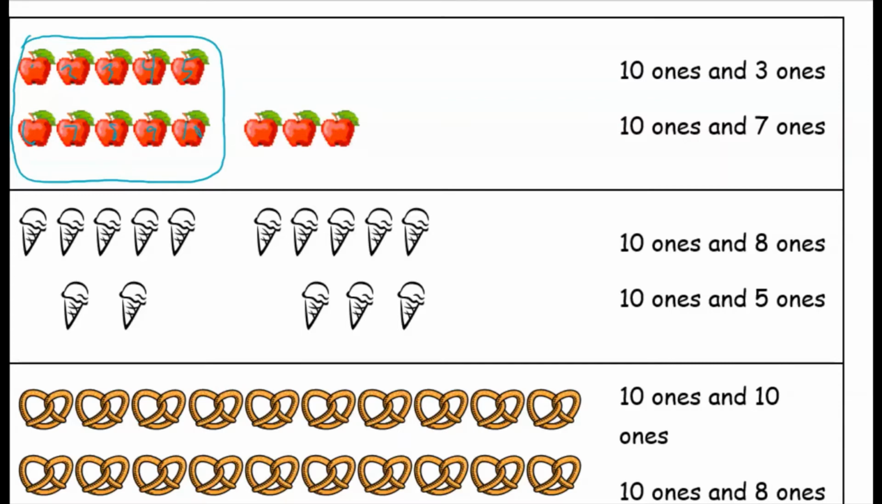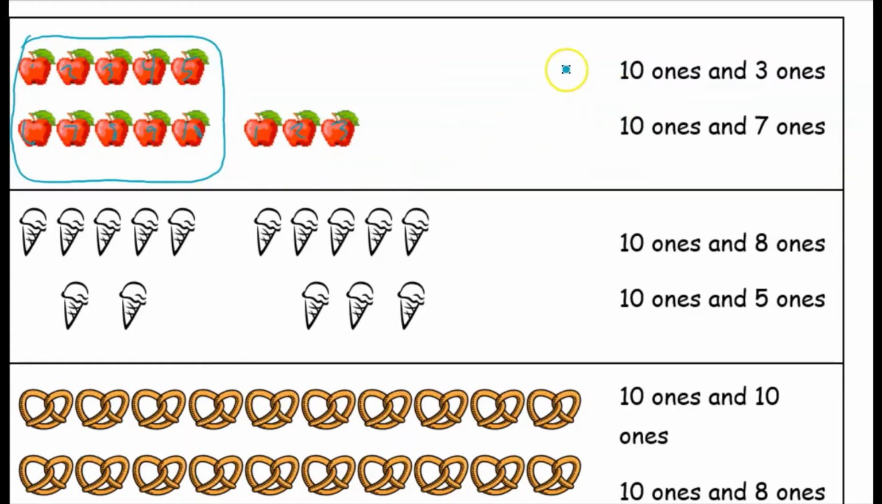We have 10 ones, and now we have 1, 2, 3. How many extra ones do we have? 3. So we would say this 10 ones and 3 ones. Say it with me. 10 ones and 3 ones. That's how we would say it the say 10 way. 10 ones and 3 ones.